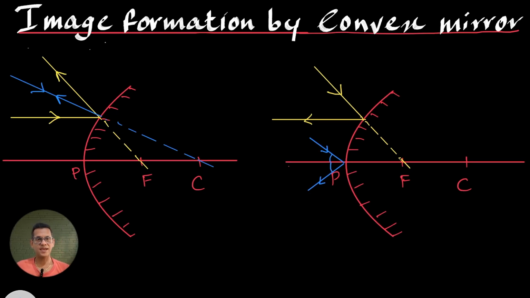Now, in the convex mirror, there are only two diagrams. One is when the object is placed at infinity, and we have already seen that if the object is placed at infinity or light rays are traveling parallel to principal axis, the image will be formed at focus, which will be tiny, virtual and erect, highly diminished image. But if the object is placed anywhere between infinity and pole, then the image will be formed between P and F. So let's understand how to draw this diagram when the object is placed anywhere between infinity and pole in front of a convex mirror.